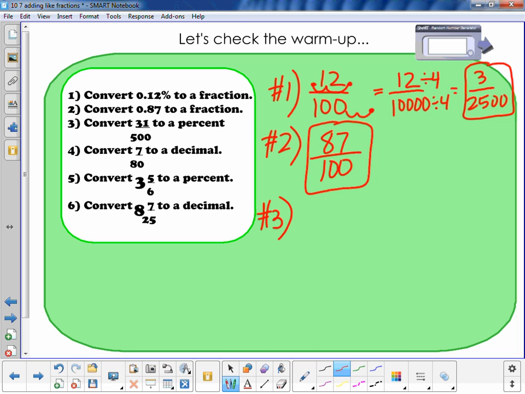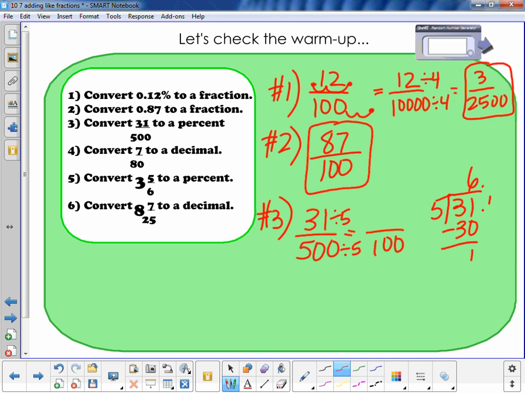Number 3, it says convert 31 over 500 to a percent. Okay, we know that the word percent means out of 100. How can I get my denominator to be 100? Well, I could take 500 and divide it by 5, couldn't I? Which I need to do the same thing to the numerator. Now, when I divide 31 by 5, that gives me 6.2.